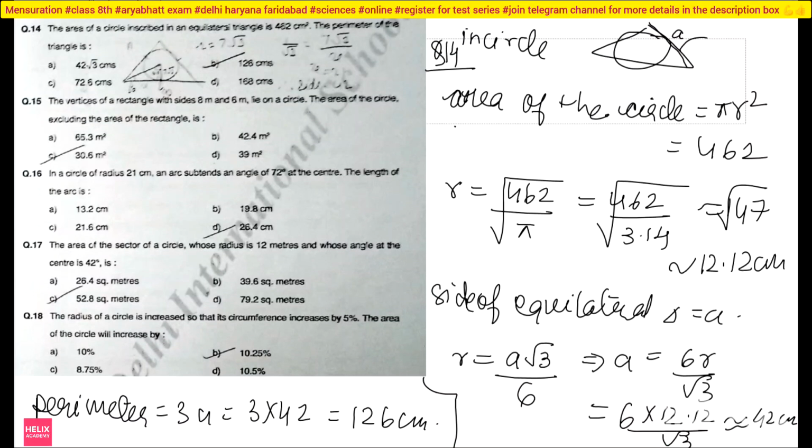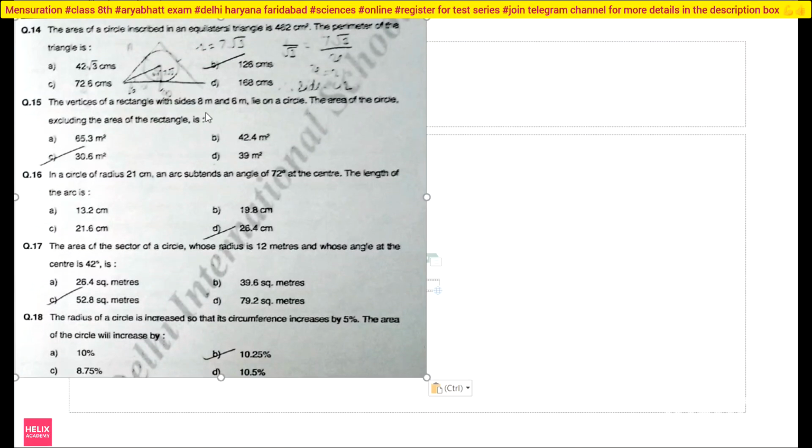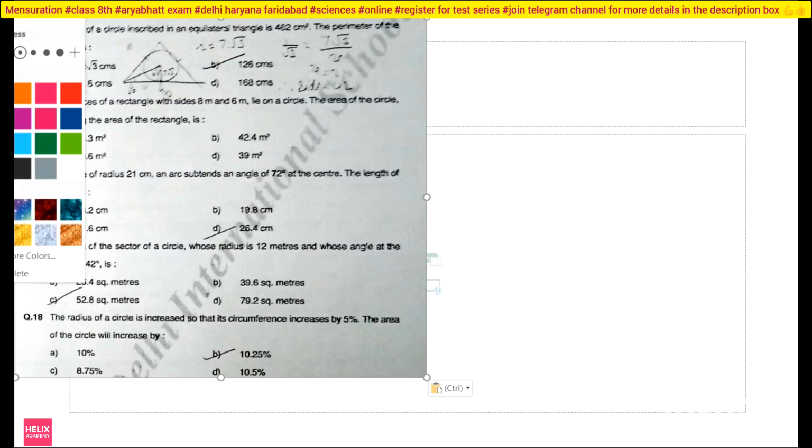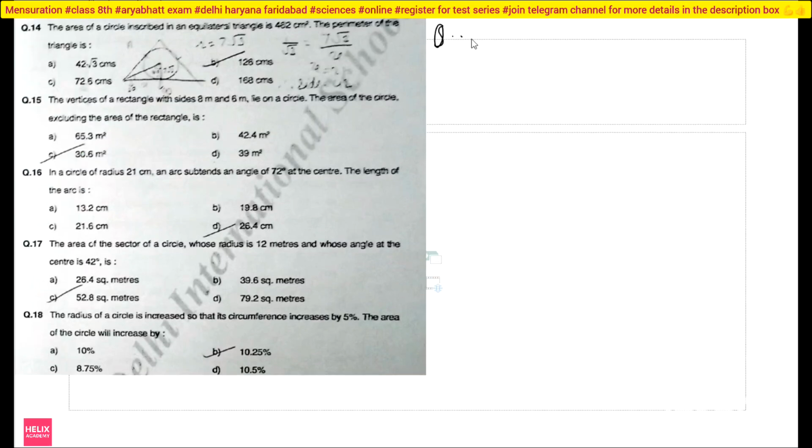Okay, you got it? What they have given: the vertices of the rectangle of sides such and such lie on the circle, and we need the area of the circle excluding the area of the rectangle. Okay, we have to exclude. When they are saying to exclude, that means we have to subtract. Okay, so since the rectangle is inscribed in the circle, I will say the diameter is nothing but the diagonal of the rectangle.